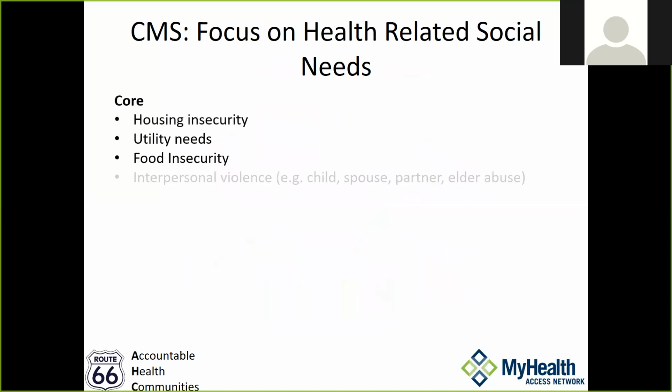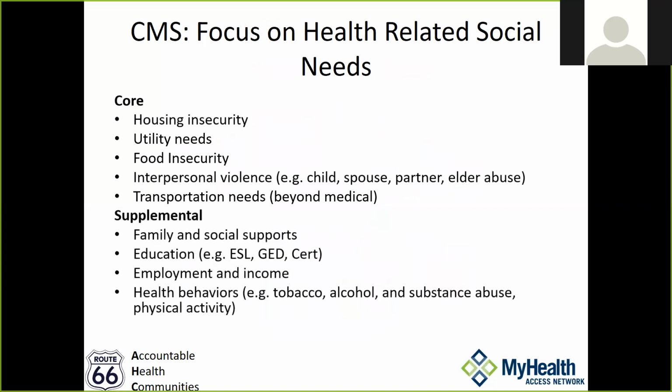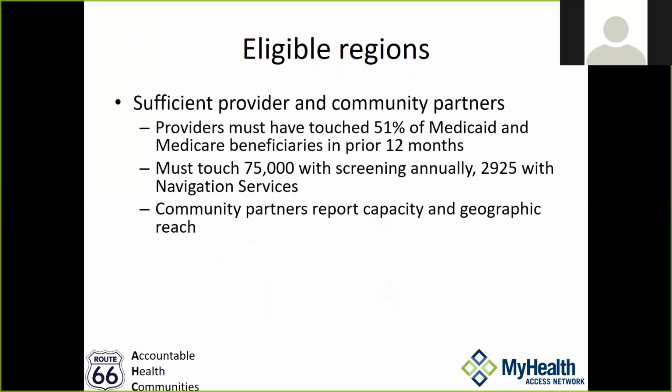So this focus is on, as I said, these 5 core areas. There's the option of working in supplemental areas around these other issues, as well as any others we might come up with. So it's a pretty open-ended model from that perspective. But I've got to say, just getting these 5 initial core areas covered is going to be a challenge. So the reason we're eligible for this project, in case it comes open again, is that the providers in the region have to touch 51% of Medicare and Medicaid beneficiaries.